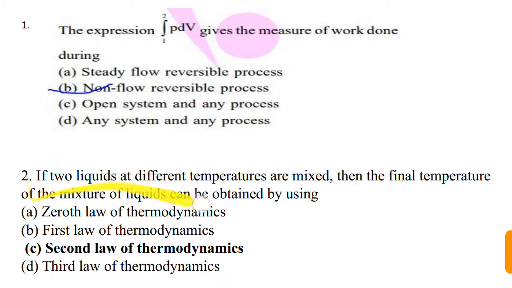Sometimes we get confused because of the zeroth law of thermodynamics, because the zeroth law shows equilibrium of temperature if two liquids are mixed, and we have to calculate the temperature of a third liquid. So please don't get confused. The correct option for this question is option C, the second law of thermodynamics.